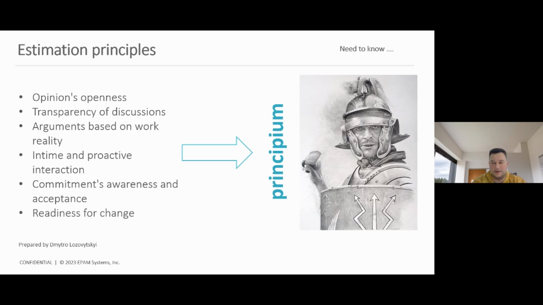And who needs to care about the usage of estimation principles on the team level? If you think about the project manager, you're right. If you think about the delivery manager, you're also right. If you think about dev leads or QA leads, or the architect or business analyst, you're also right. So all key team members should provide examples, act by example.